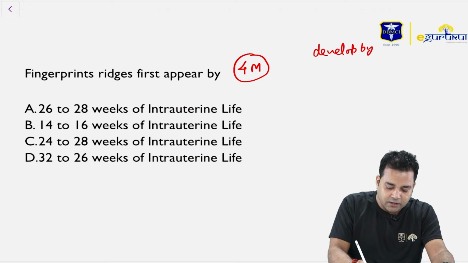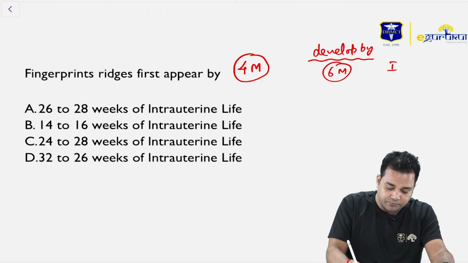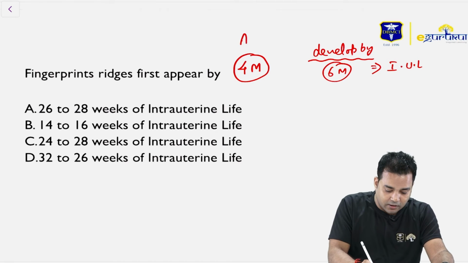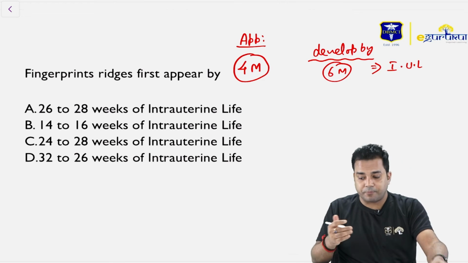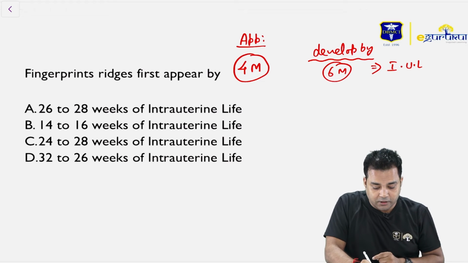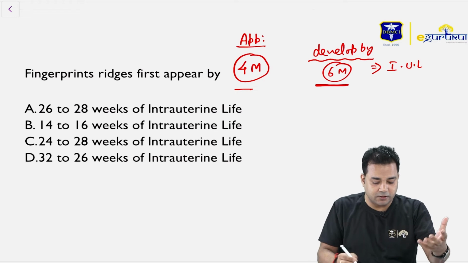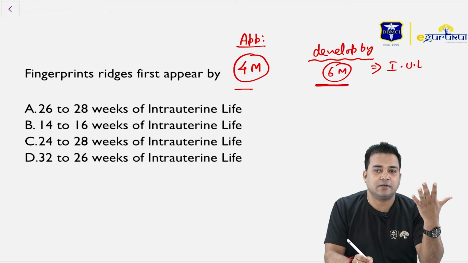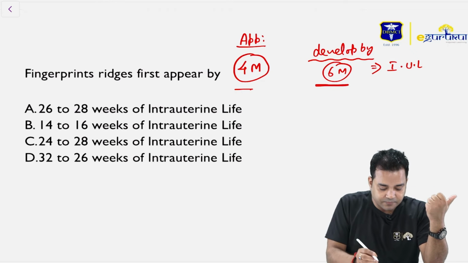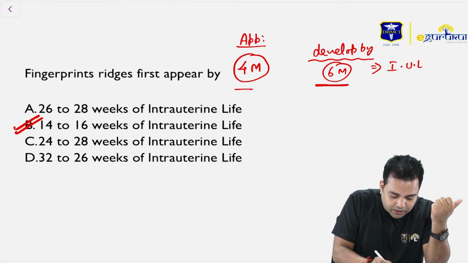This happens during the fetal life. They develop by 6 months of intrauterine life. All this is happening in intrauterine life. Appearance or startup of ridge development over fingertips starts at 4 months, and their development is complete by 6 months. Easy to remember. 4 months will be how many weeks? 4 fours are 16. So the best answer will go with option B.